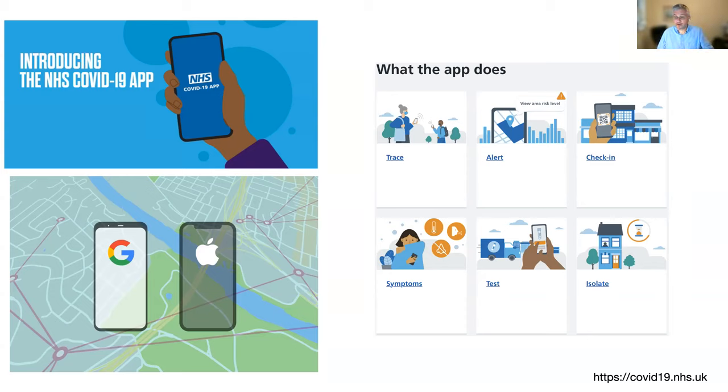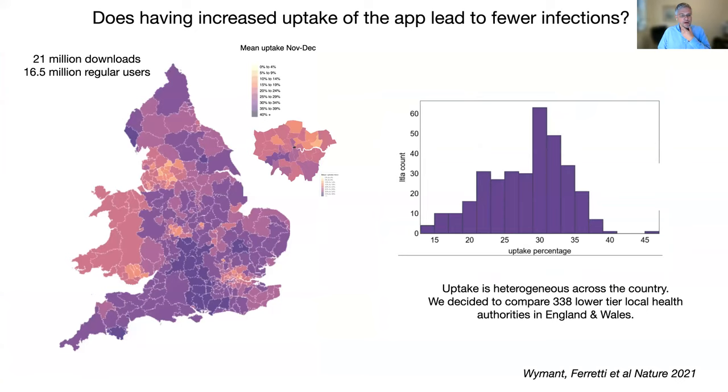But it also gave you local information. It had the check-in system that was operational at a high level during the early part of the Delta wave epidemic this year. You could check your symptoms and order a test, and there was a countdown telling you how long you needed to isolate when the policy was isolation. So you can see the uptake of the app.